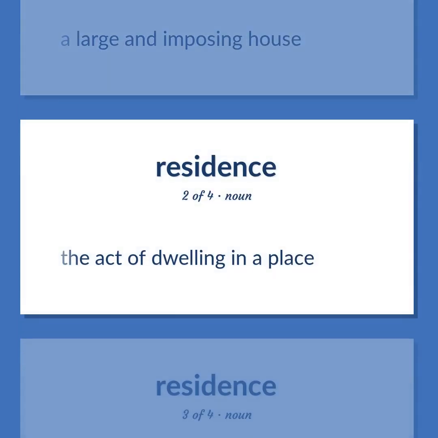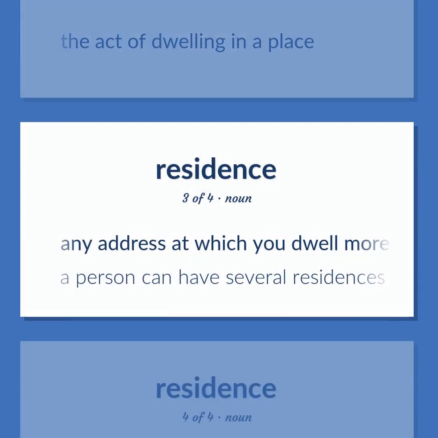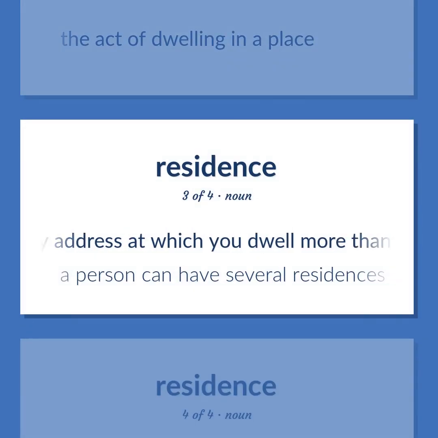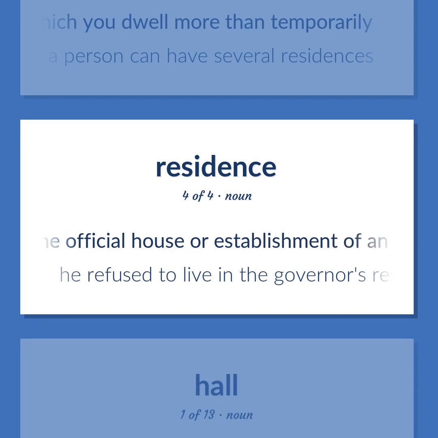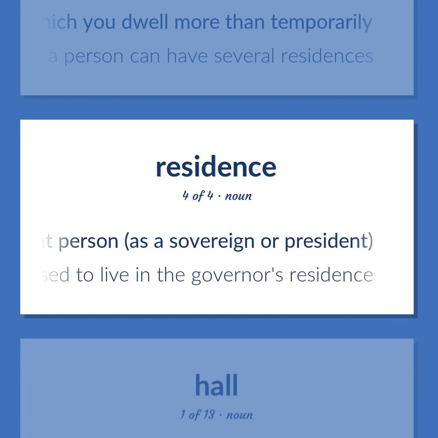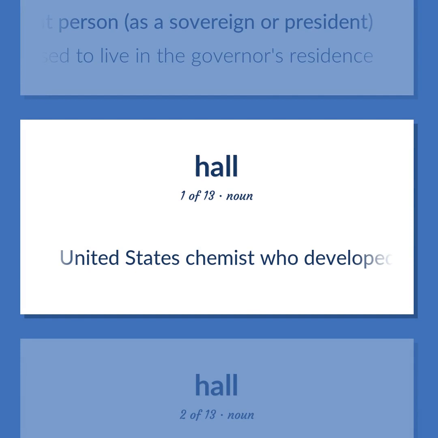The act of dwelling in a place. Any address at which you dwell more than temporarily. A person can have several residences. The official house or establishment of an important person, as a sovereign or president. He refused to live in the governor's residence. United States chemist who developed an economical method of producing aluminum from bauxite, 1863 to 1914.